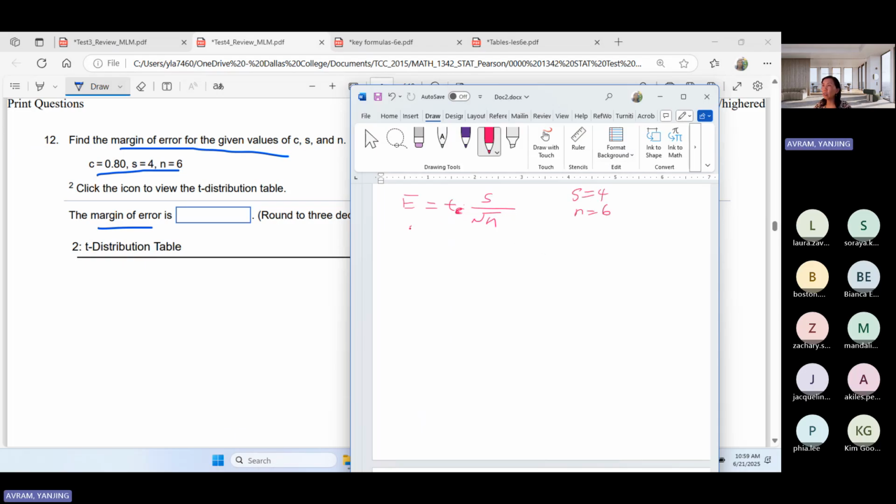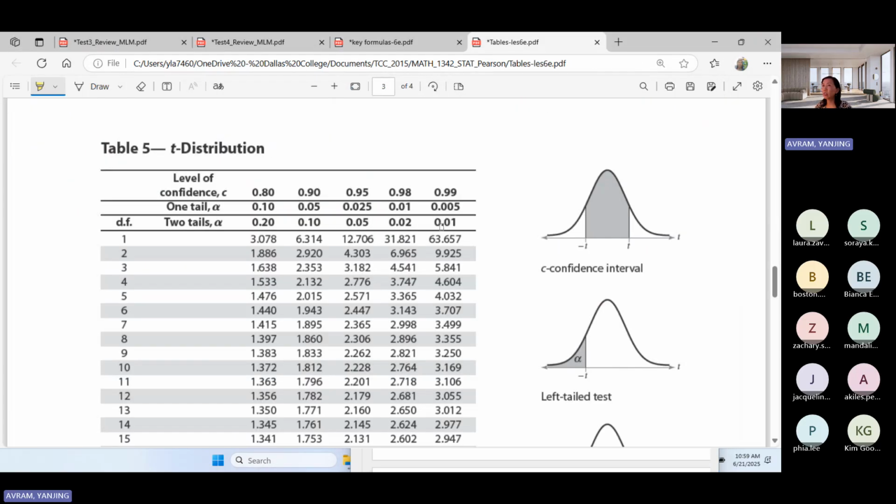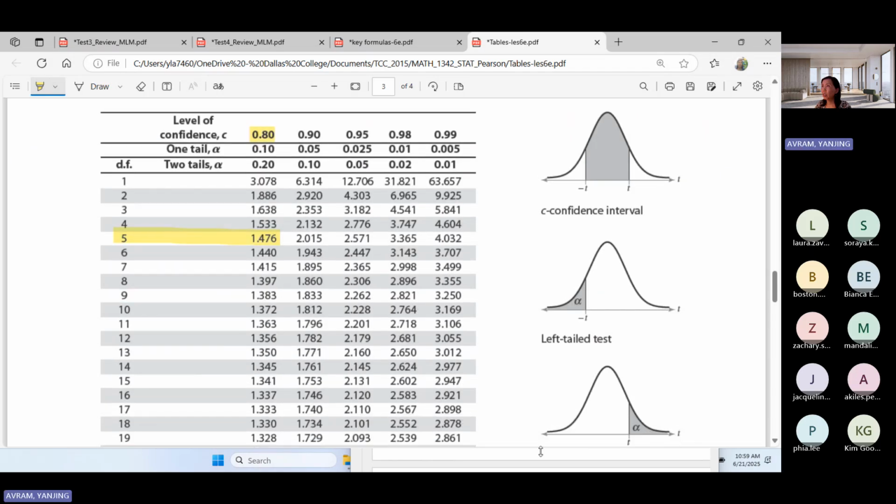The only thing we do not know is T sub C. So we have to read the table for T sub C in order to calculate this one. And we said earlier, for T sub C you have to use degrees of freedom, which is n minus 1. So 6 minus 1 will be 5. And then C here is 0.8. So let's read the T sub C. C here is 0.8, right? And then DF is 5. So it's 1.476. That's from the T table.